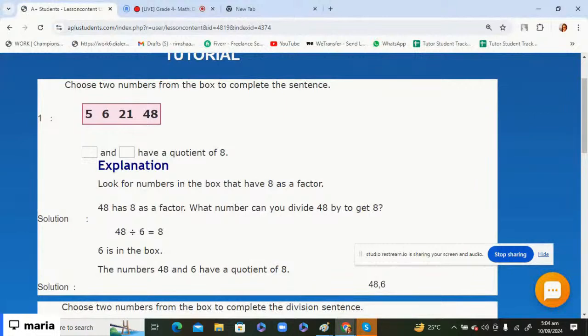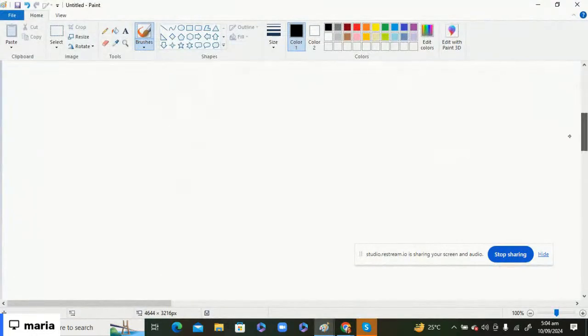Let's take another. Let's choose 6 and 21. Let's divide 21 by 6. We know 6 times 3 is 18, that is closer, and the remainder is still not zero. But when we take these two numbers, 6 and 48, let's divide and check the answer. So putting 48 inside and 6 outside. So 6 times which number is closer to 48? Everyone tell me.